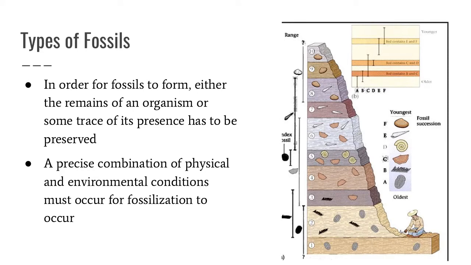Most of the time, we are going to find fossils in rock, obviously. So in order for fossils to form, either the remains of an organism or some trace of its presence has to be preserved for us to see. And it really takes a precise combination of physical and environmental conditions in order for fossilization to occur. So here we have all these different layers of rock, and we have all of these different organisms that have been preserved inside of the bedrock. And we're going to be talking a little bit more about that in a sec.